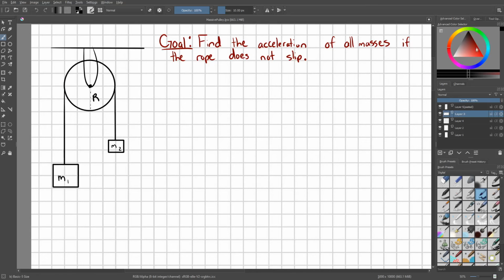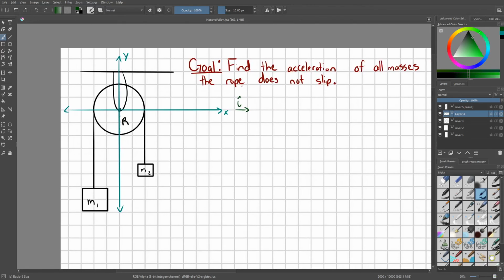Okay, so we're going to start by creating a coordinate system. I'm going to do this in blue. In this coordinate system, there will be my x-axis, here will be my y-axis. So we'll go ahead and label x and y. Let's go ahead and add in some unit vectors. This will be my i hat unit vector, and I'll have my j hat unit vector pointing up. Right? Standard stuff.